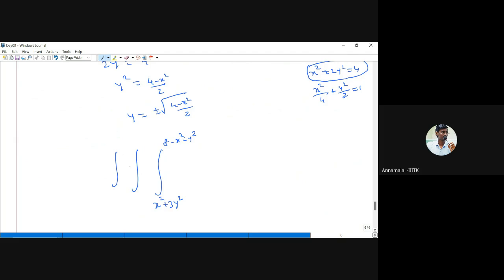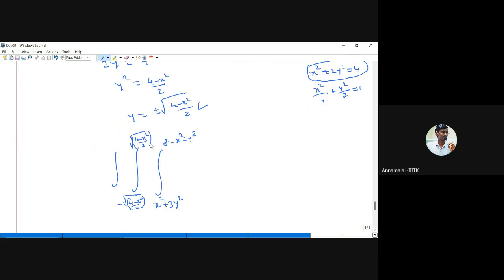Now the limit for y is minus square root of (4 minus x square) by 2, where the whole expression is inside the square root. We can put the bracket here. And then plus square root of (4 minus x square) by 2. So this is the upper limit for y.